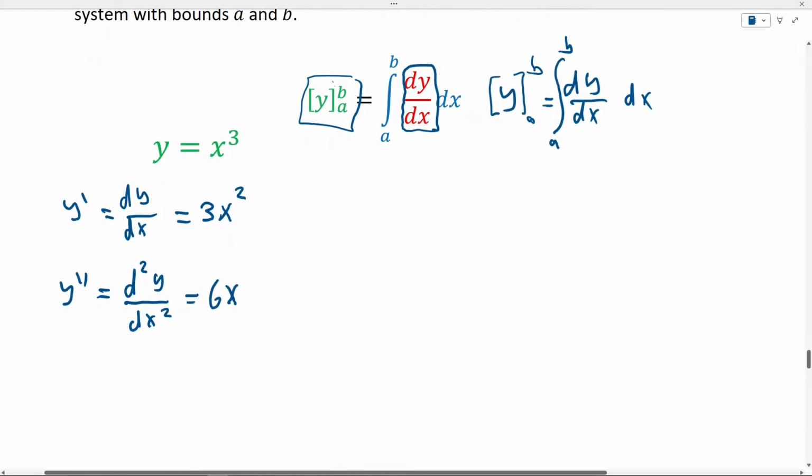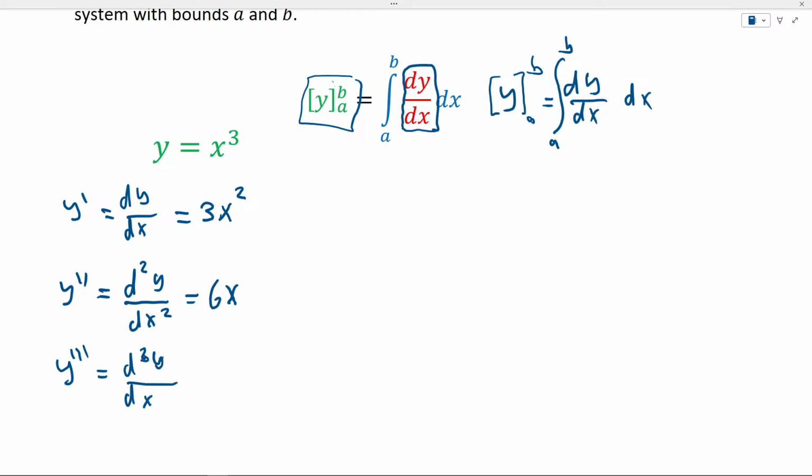Can I find the rate of change of the rate of change of the rate of change, like my third derivative? Yeah, why not? So my third derivative, d³y over dx³. I mean, same thing.